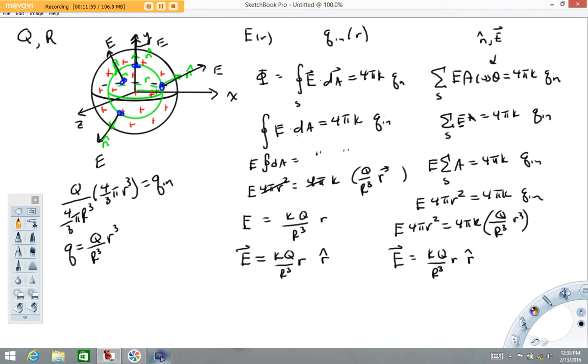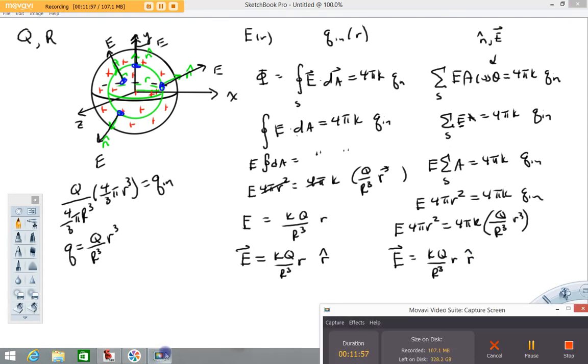I'm going to check the length of this video here. It's at 11 minutes. I'm going to go ahead and pause this and talk about how to find the electric field outside of that surface here, but I'm going to clean my picture up a bit.